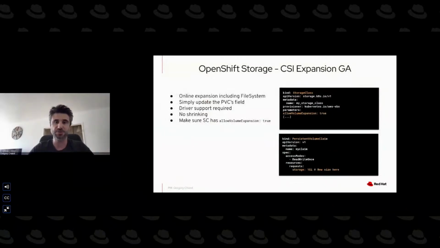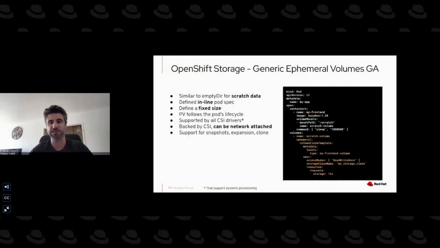Next up is the introduction of CSI volume expansion as GA. This feature allows you to expand your PV and the related file system on the fly. This works for both attached and detached PVs. To expand your PV, the admin needs to ensure that the storage class exposes the functionality, and when that's done, users simply have to edit the PVC and update the resource storage field with the desired value. Worth noting that your CSI driver needs to support expansion, and shrinking is not supported.